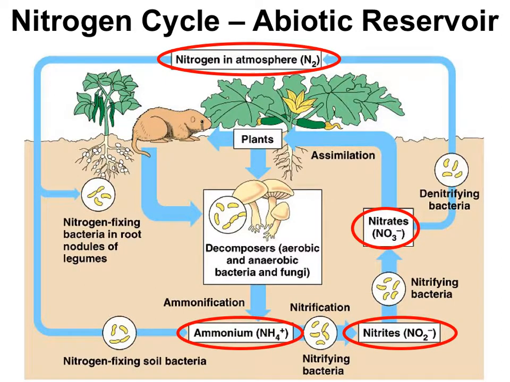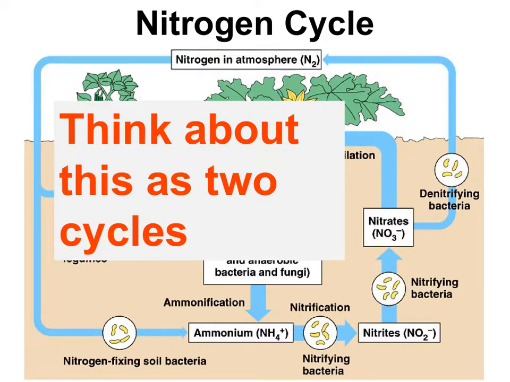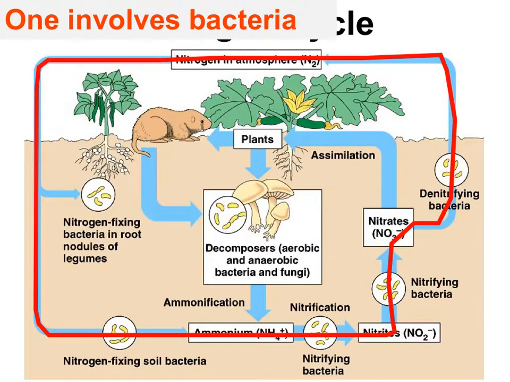Okay, I know this is getting a little complicated, so let's rethink this diagram a little bit. I want you to think of the nitrogen cycle as kind of like two different cycles. Let me explain. Think of cycle one as just involving soil bacteria and the atmosphere, represented by this loop. Atmosphere, soil bacteria, soil bacteria, soil bacteria, and back to the atmosphere.